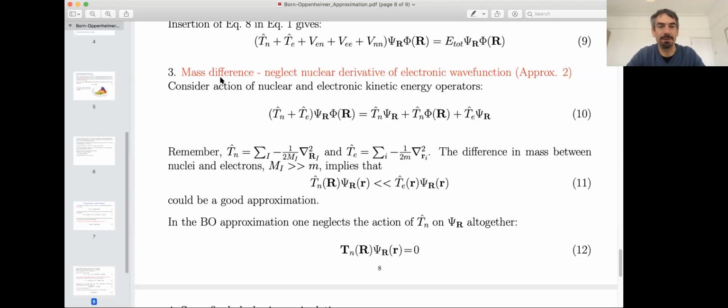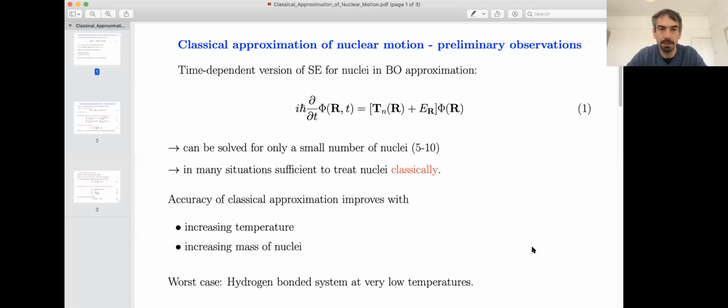Anyways, if nobody else has questions on this, then I close that set of slides, and I continue with the classical motion. Okay, so that's the classical motion.